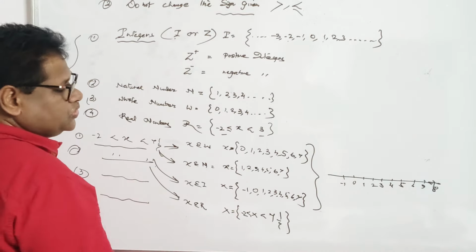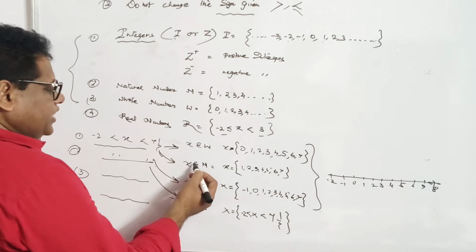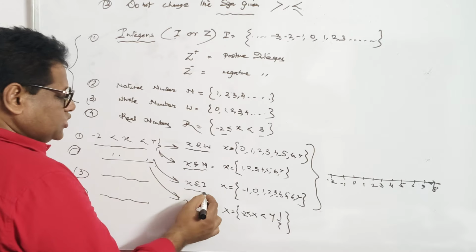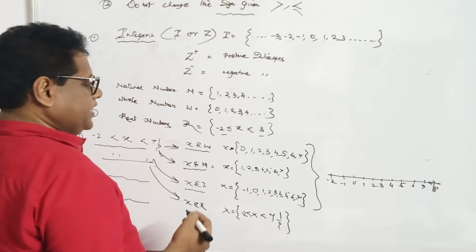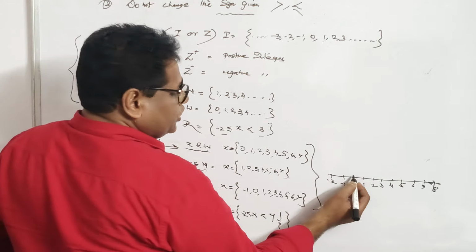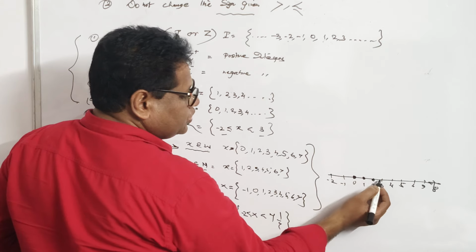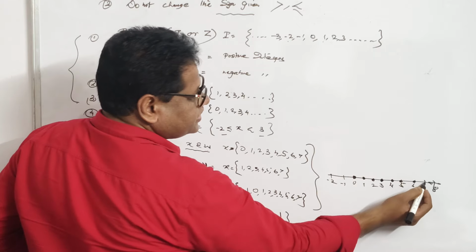So this is the range, suppose. Now for the first three, that means x belongs to whole numbers, x belongs to natural numbers, x belongs to integers, you have to put in dots. Suppose for the first we write x belongs to whole numbers. So you place one dot over here, 0, 1, 2, 3, 4, 5, 6, 7.